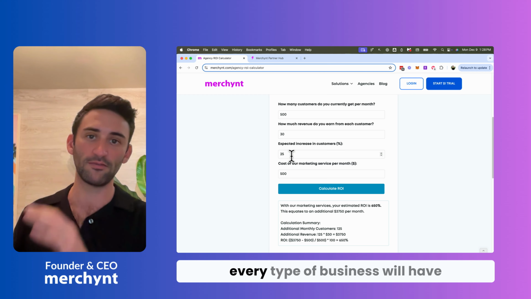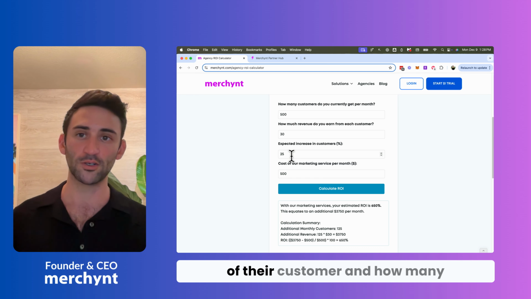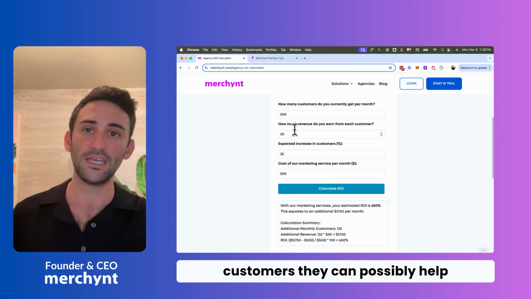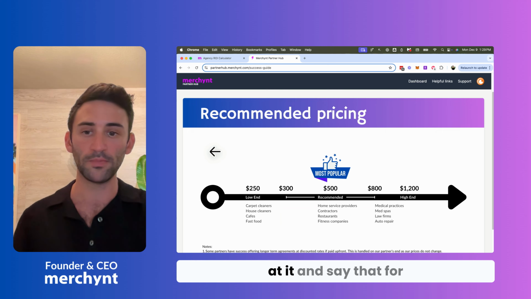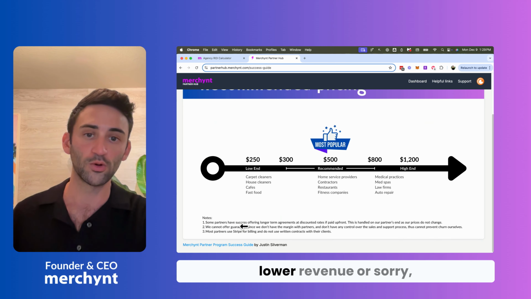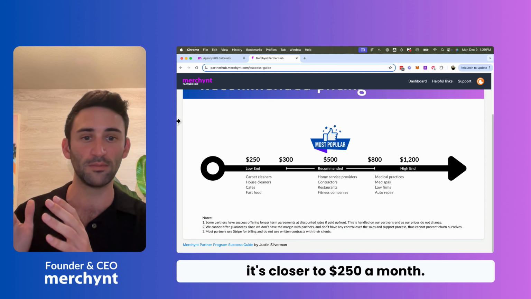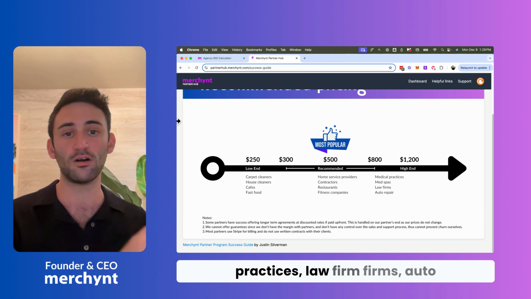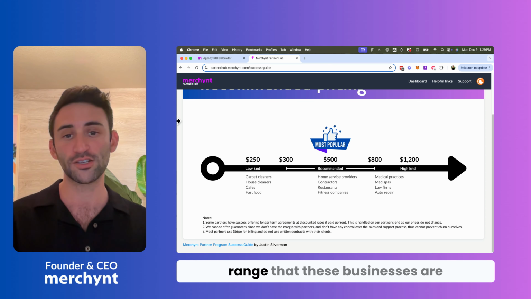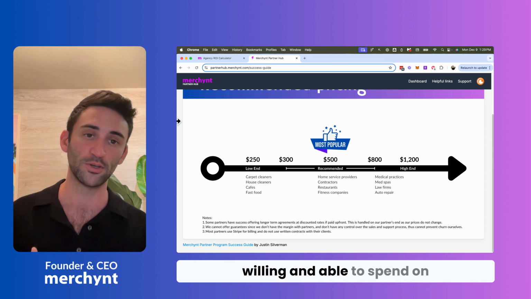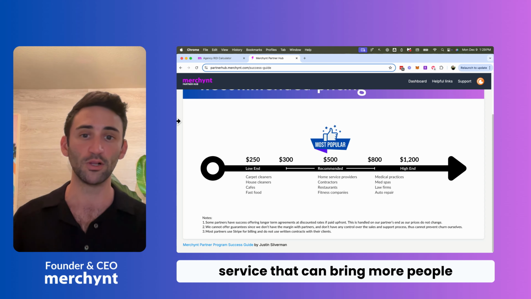And so, as you can see, every type of business will have its own limits that they're willing to pay based on the value of their customer and how many customers they can possibly help every month. And so we typically will look at it and say that for lower value customer businesses, it's closer to $250 a month. But as you get to like medical practices, law firms, auto repair, med spas, you're now looking at that $1,200 a month range that these businesses are willing and able to spend on Google Business Profile Management services, or generally any kind of service that can bring more people into their door.